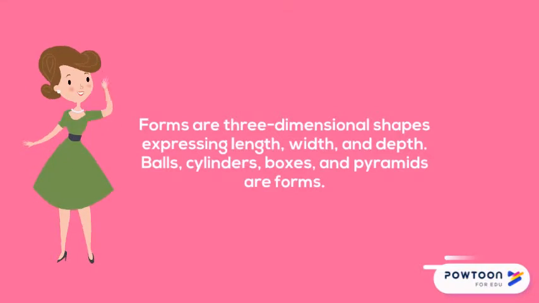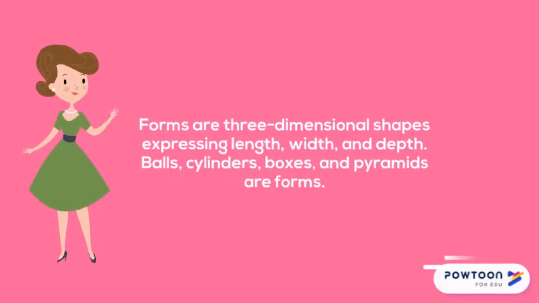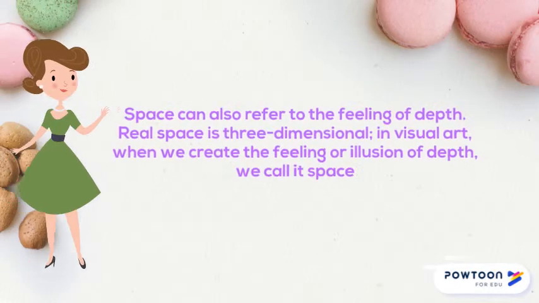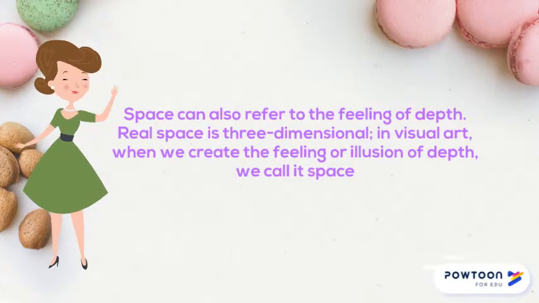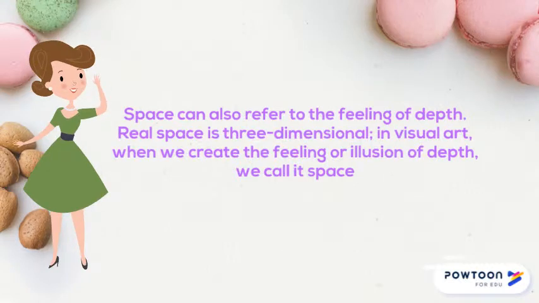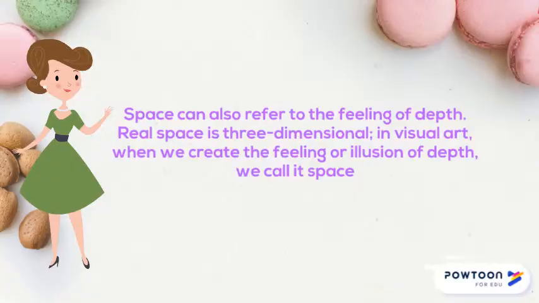Space is the area between and around objects. The space around objects is often called negative space because negative space has shape. Space can also refer to the feeling of depth. Real space is three-dimensional. In visual art, when we create the feeling or illusion of depth, we call it space.